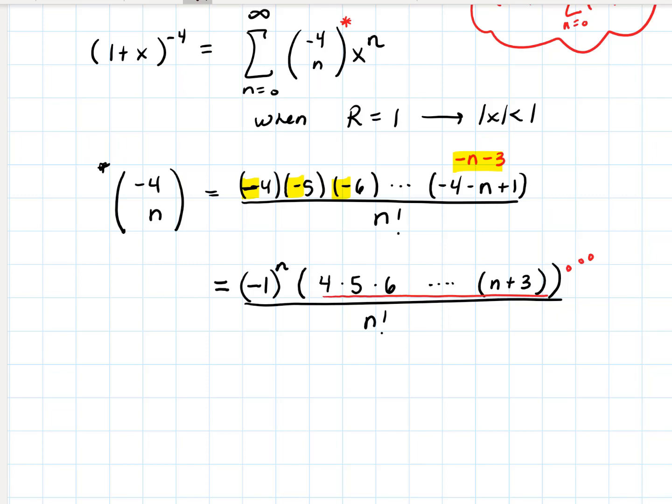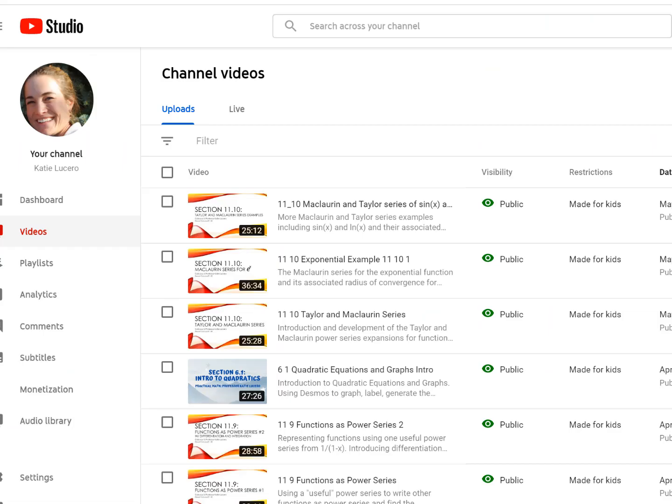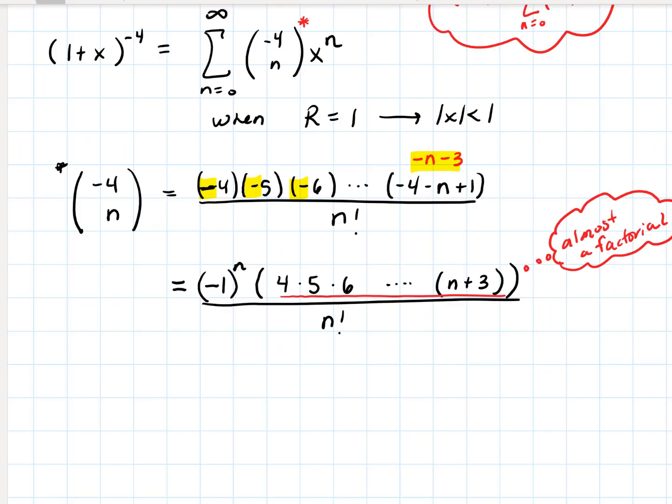I'm going to pick up right where I left off, which is we have this almost factorial, but not quite a factorial. So what do we do? Well, we can make it a factorial. All we have to do is notice it's missing the 1, 2, 3 part. So why don't I add that in? Multiply by 1, 2, 3. I can absolutely do that as long as I also multiply by 1, 2, 3 in the denominator.